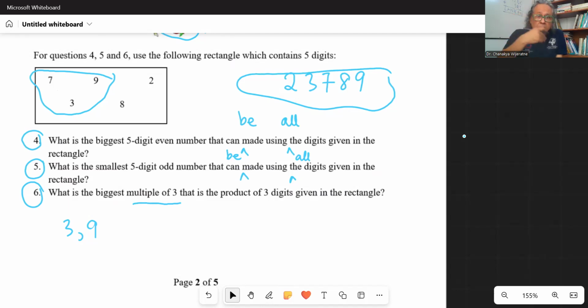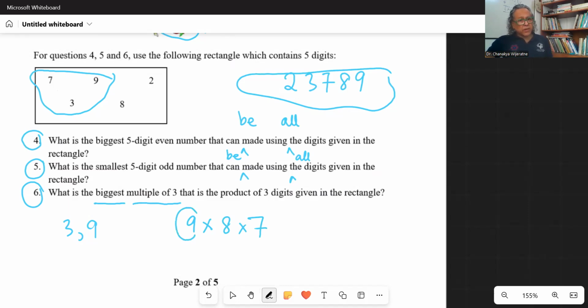So we can select 9 because 9 is bigger than 3, and we want the biggest. And then for the other 2 digits, we can select the next 2 biggest digits, which are 8 and 7. So that has to be the biggest, because if we selected 3 here instead of 9, then it's smaller, right? What is this? So 9 times 8 times 7. 8 times 7 is 56.